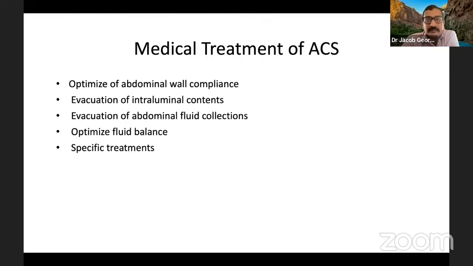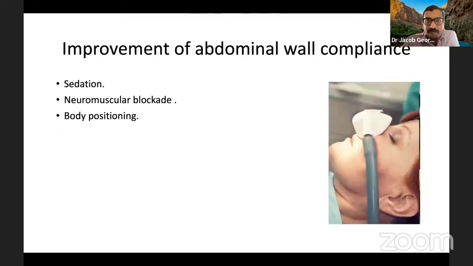How do you manage it? Management depends upon what caused the ACS. So you're trying to optimize your abdominal wall compliance. You are trying to evacuate the intra-abdominal contents. You are trying to evacuate abdominal fluid collections, if any. And you have to do a rationalized fluid resuscitation. And if there's any specific treatment, we'll see to that.